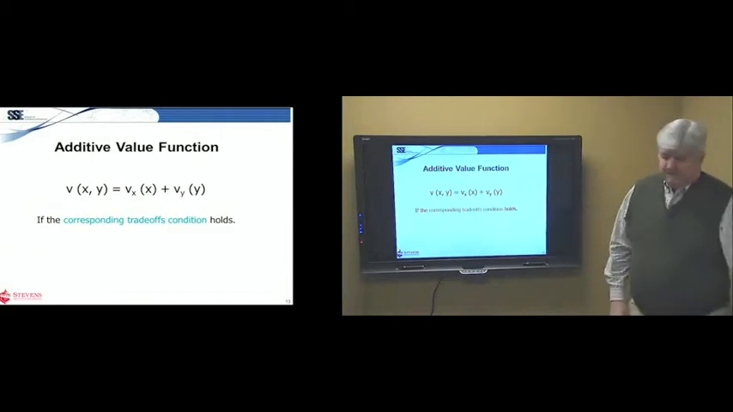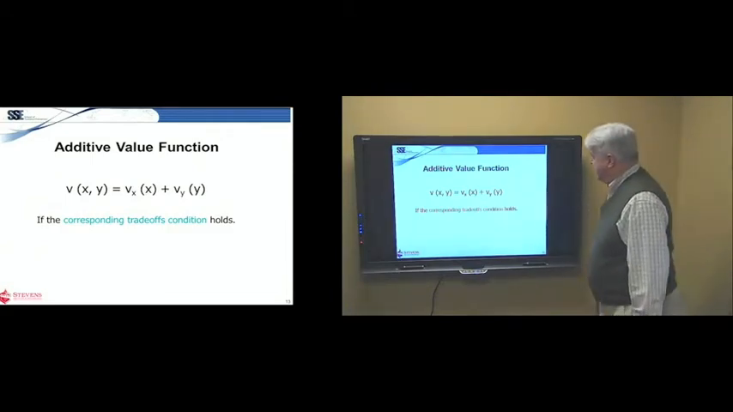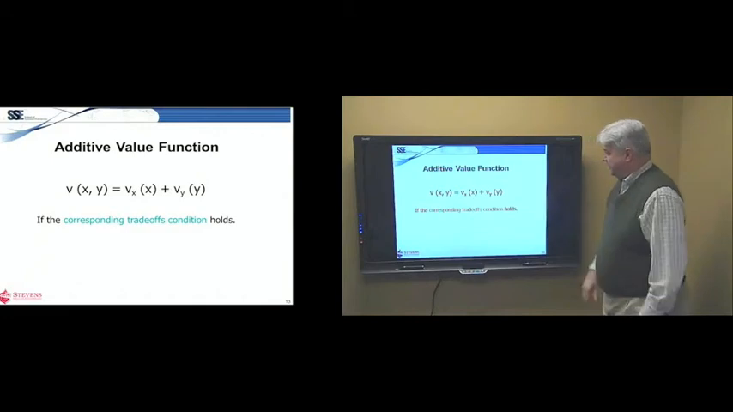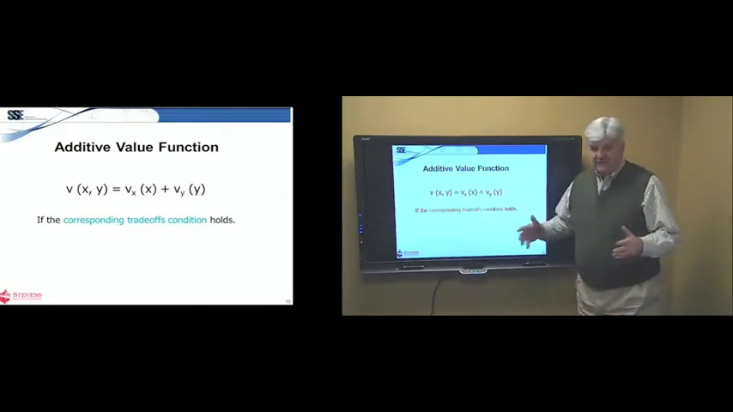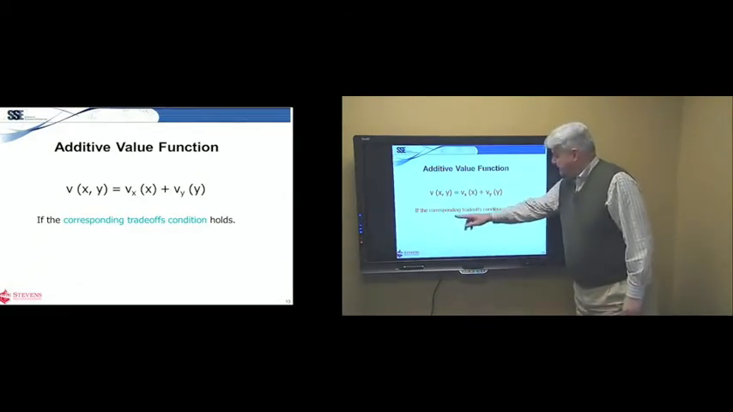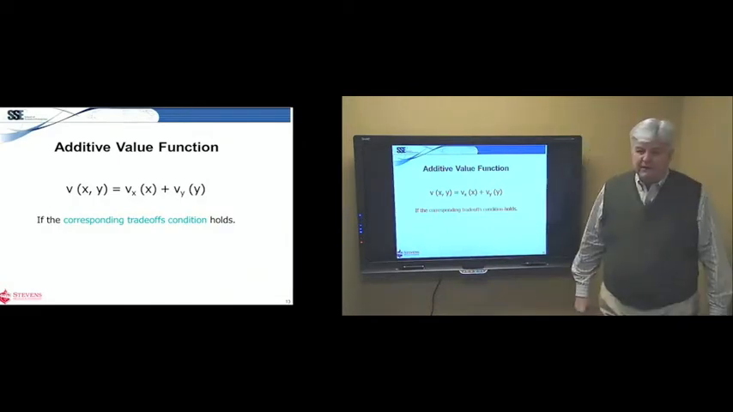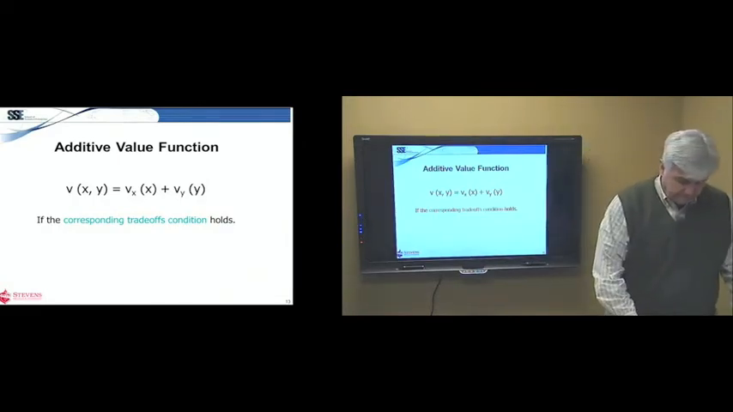So what about a value function, an additive value function? What if we just add the two, maybe with some coefficients? When is that justified, to just add the two together? Well, it's justified whenever the corresponding trade-offs condition holds. What does that mean?